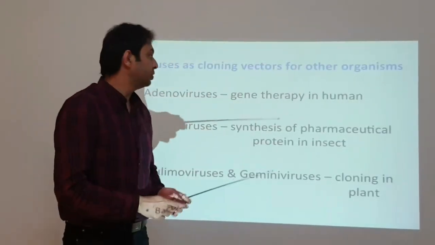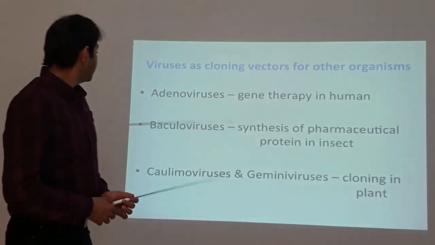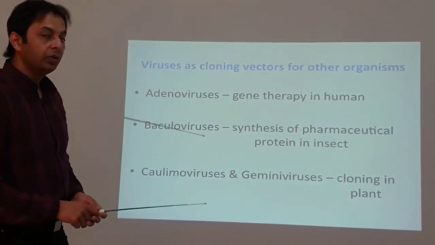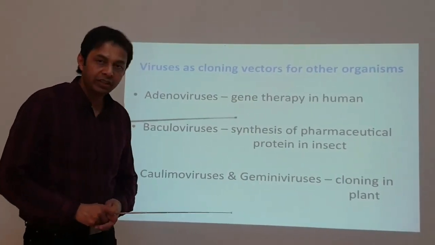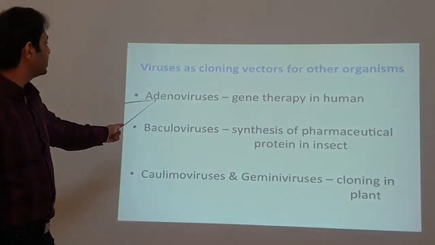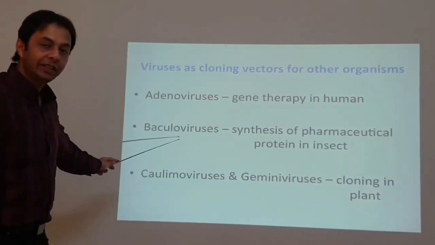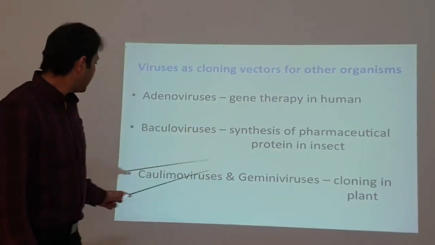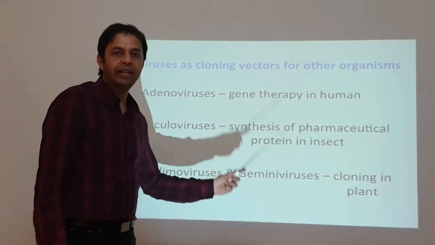So this was all about the genome of different bacteriophages. This is just the last slide, and we superficially want to go through it, which is about the other viruses used as vectors for eukaryotic organisms. Rhinoviruses are used as a vector in humans. Baculoviruses are used as a vector in insects, and caulimoviruses and Gemini viruses are used as cloning vectors in plants.